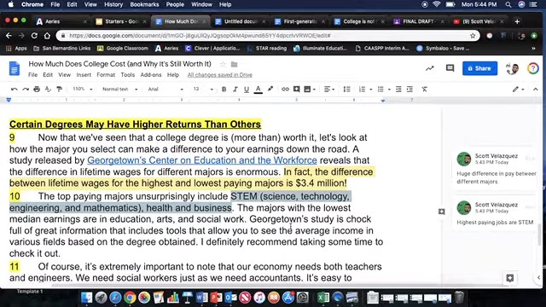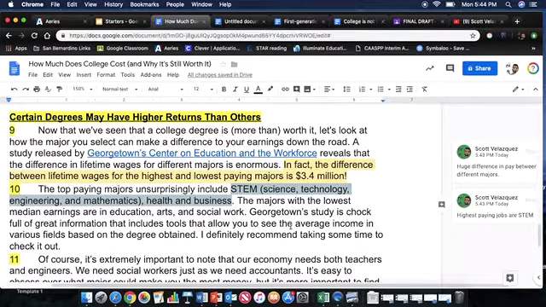Okay. Now here's the majors with the lowest. So these majors make less money, but still more than a high school student. The majors with the lowest median earnings are in education, arts, and social work. Okay, highlight that.